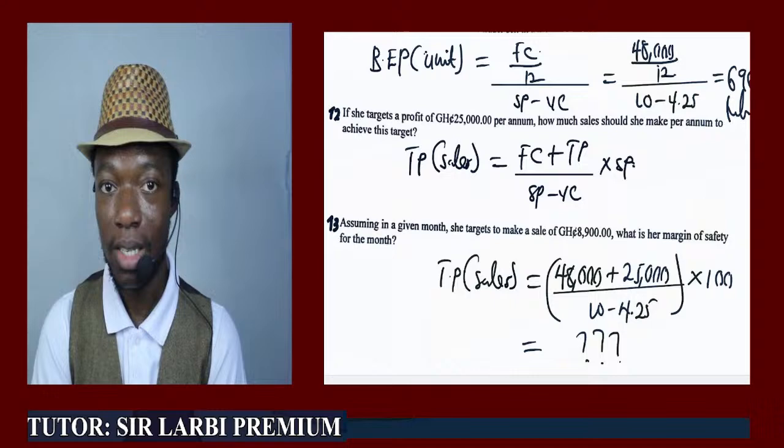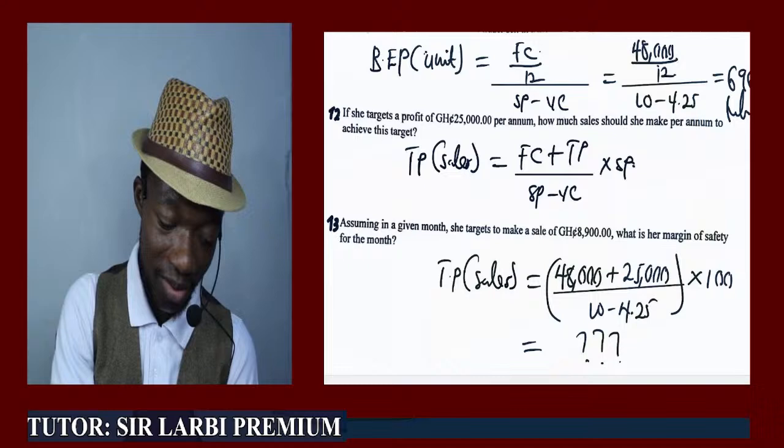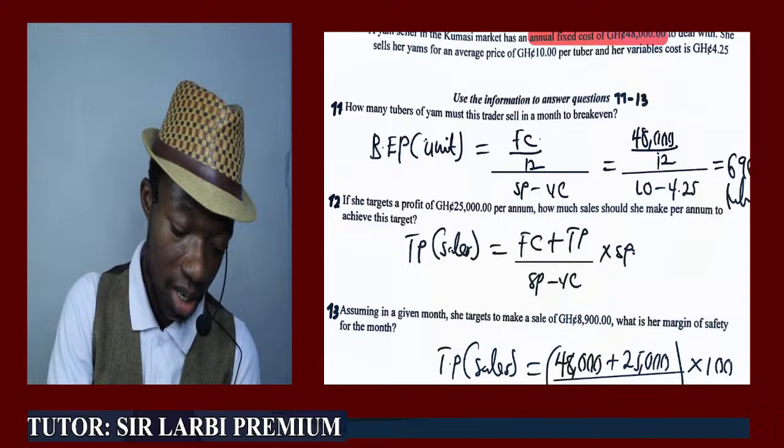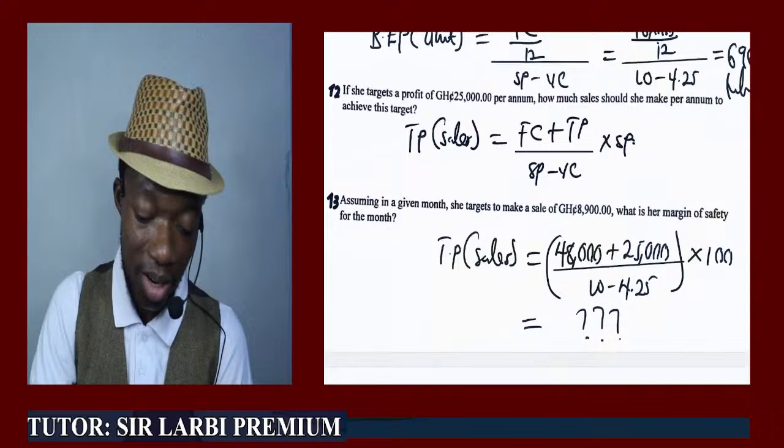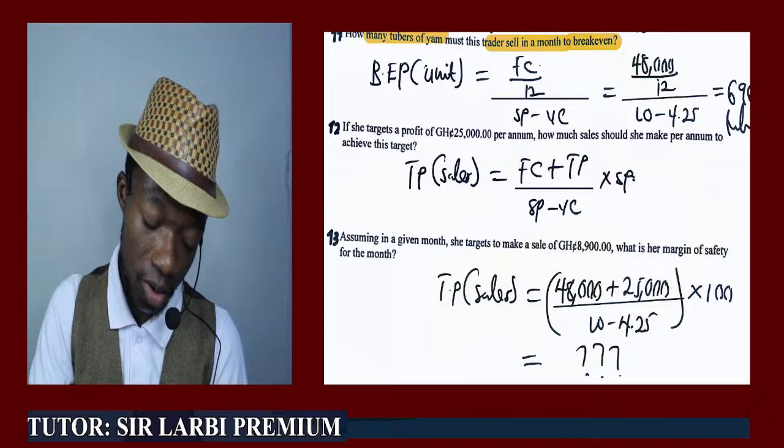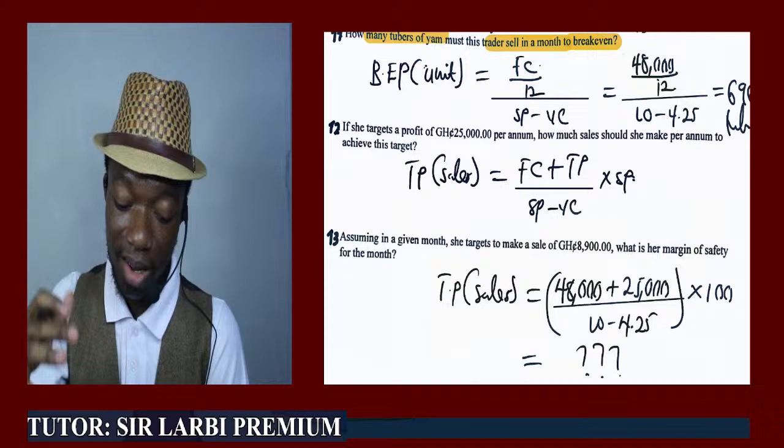So that means that here we are able to work out the break-even point monthly. You can see from question 11, let me bring you there. Here, monthly approach. We're asked to calculate how many tubers of yam to sell in a month to break even. So once you have that, all that I want to do on a monthly basis is subtract, because she targets to make a sale of 8,900. What is her margin of safety?